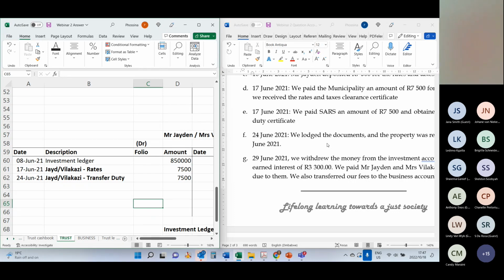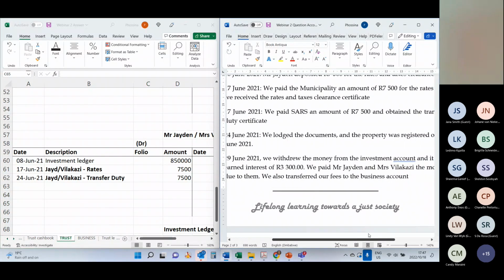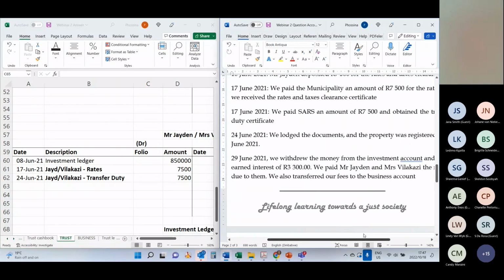I understand. Now we can move. Yes, thank you very much. Okay, all right. And then on 29 June, we withdraw the money from the investment account. The investment account has earned 3,300. We paid to them. We also transferred our fees to the business account, you see?